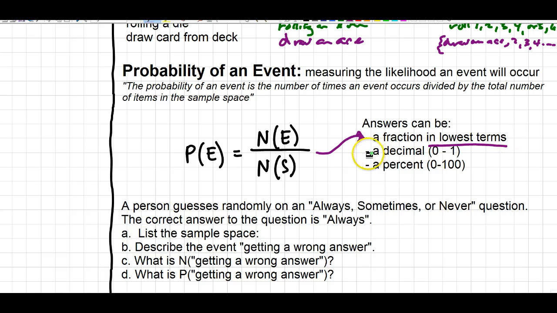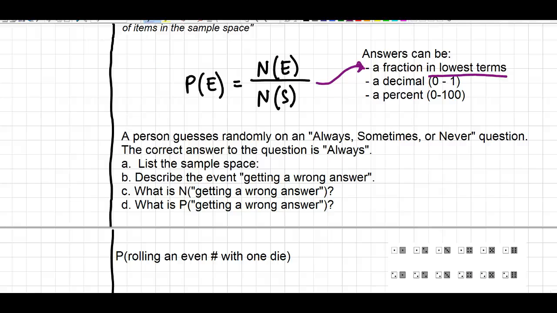But know that you could also give your answer as a decimal or a percent. If you do give it as a decimal or a percent, make sure you round it to whatever is appropriate. So most kids will probably do their probability problems in fraction form. Just make sure you always put it in lowest terms. So let's look at a specific problem from the homework.